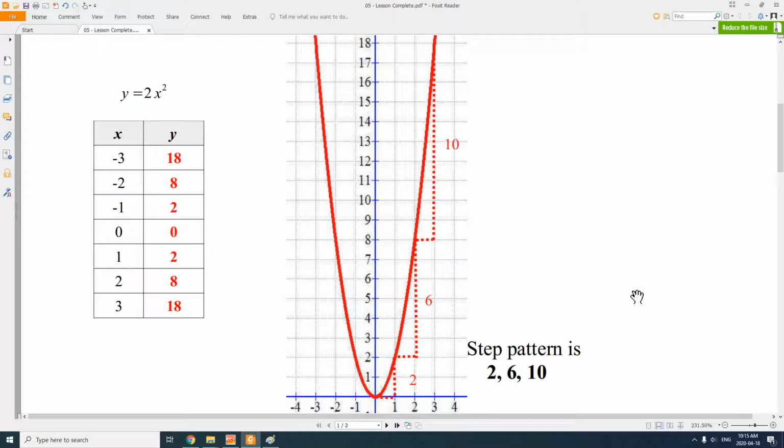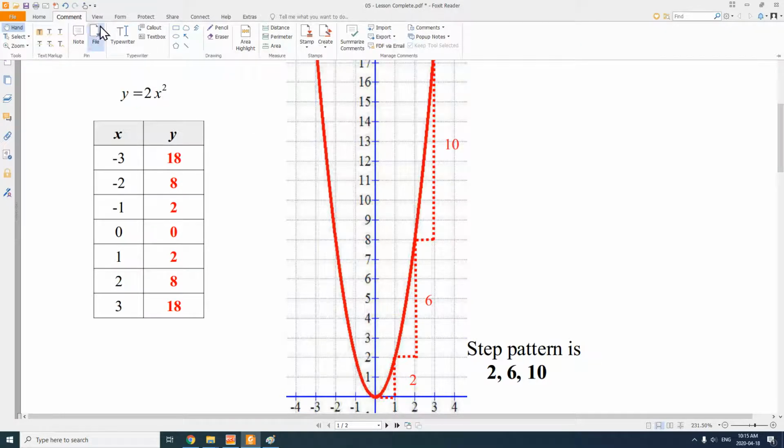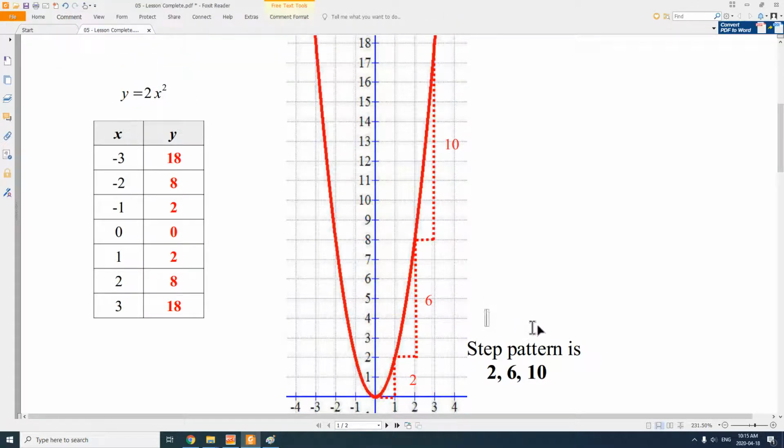All right, so in this case, our base parabola is 1, 3, 5. This one is 2, 6, 10. If we look at the a value, the number out front there, the only difference in this equation is that we have a 2 multiplying out front. We say the a value is 2. And what that's done is it's doubled my step pattern. My basic step pattern, 1, 3, 5, because of that 2, has been doubled, and the step pattern here is 2, 6, 10.